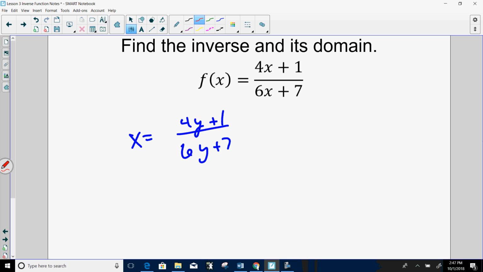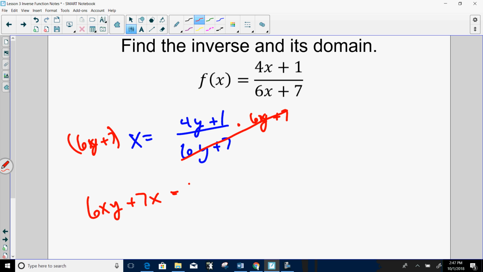So remember, if I'm solving an equation, I don't like to solve equations with fractions, so I've got to learn how to get rid of fractions. A fraction is division. You get rid of it by multiplication. So I multiply both sides by 6y plus 7. They cancel here. On the left-hand side, I distribute: 6xy plus 7x equals 4y plus 1.